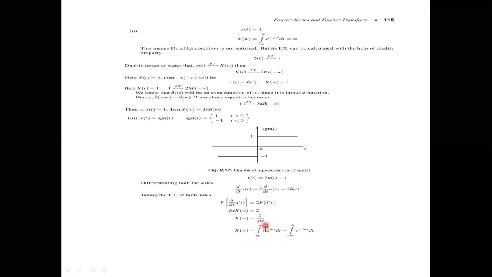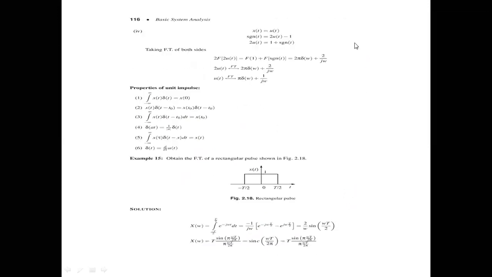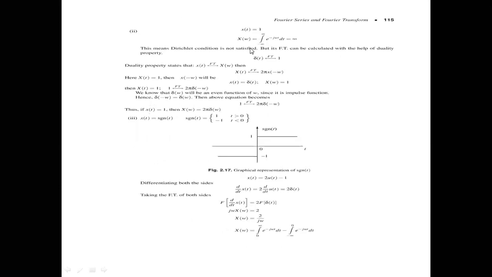Otherwise, you can directly find it out: from 0 to infinity is a positive value, and from minus infinity to 0 the magnitude is minus 1. The signum of t is 2u(t) minus 1, and 2u(t) is equal to 1 plus signum of t. Using this formula, with the positive value from 0 to infinity and minus 1 from minus infinity to 0, we get 2/(jω) only.